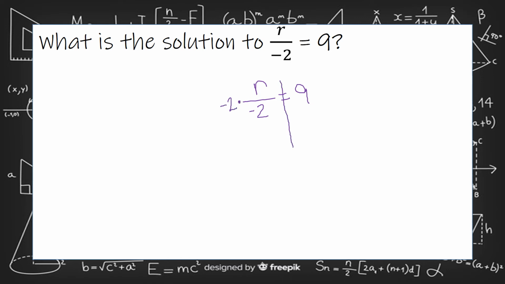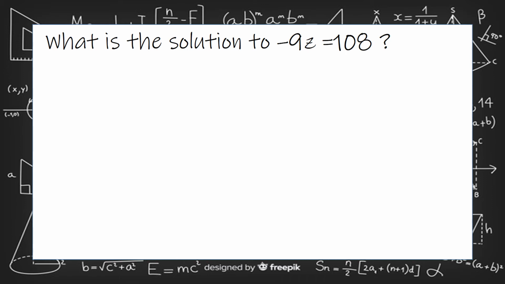Now we've got our line down through here, and we need to do the same on both sides of that line so it stays balanced. Negative 2 and negative 2 cancel out. And 9 times negative 2 is negative 18, and we're just left with an r on the left side. So r equals negative 18.